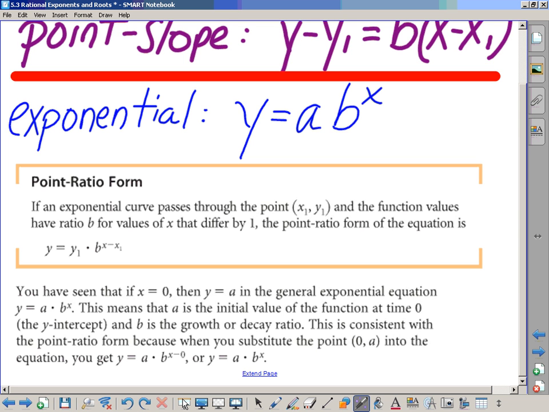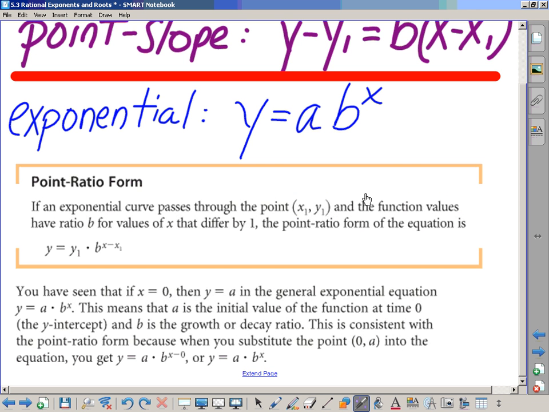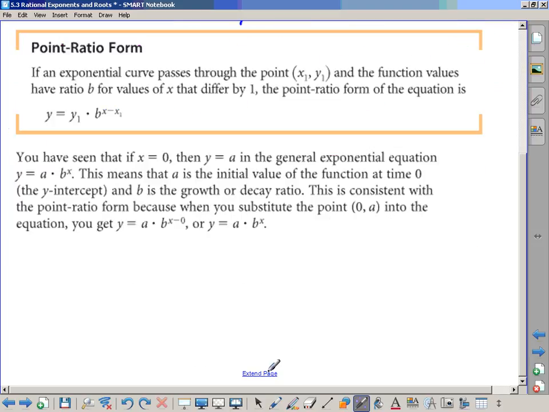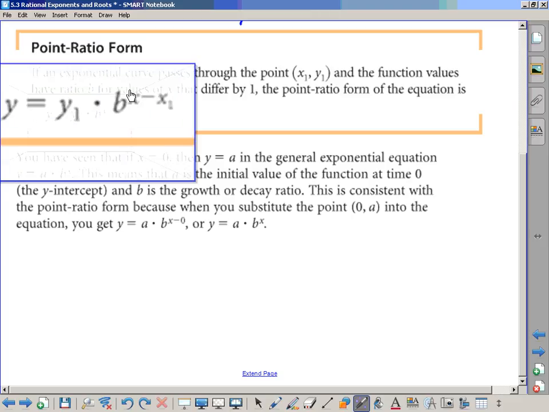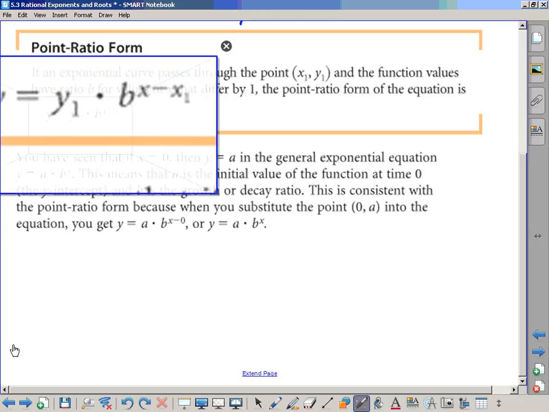If an exponential curve passes through any point, let's call it x1, y1, so there it is, any general point on the curve, x1, y1, and the function values have ratio b for values of x that differ by 1. So they're saying that that common ratio, as x goes up by 1, the common ratio is b. Then the point ratio form of the equation is y equals y1 times b to the x minus x1. So let's make sure we get that in our notes right there. y equals y1 times b to the x minus x1 power.